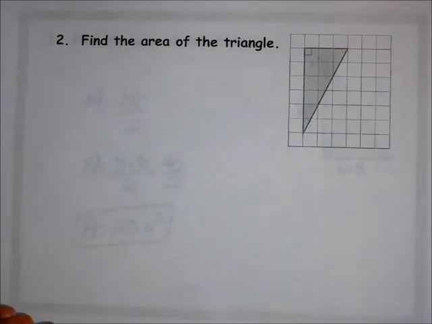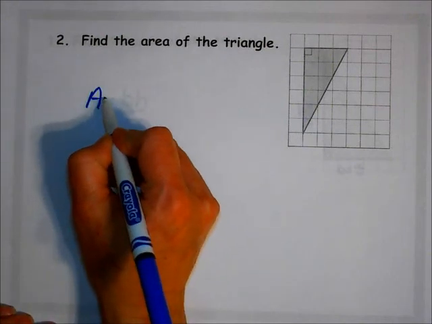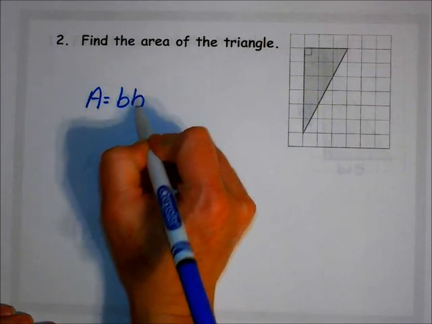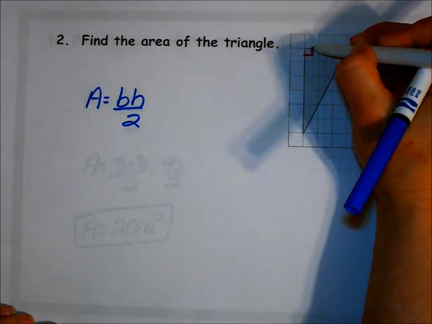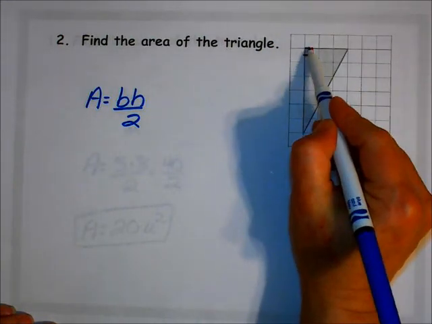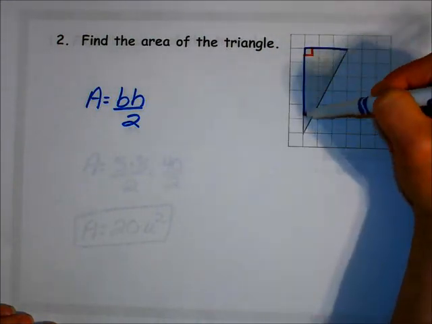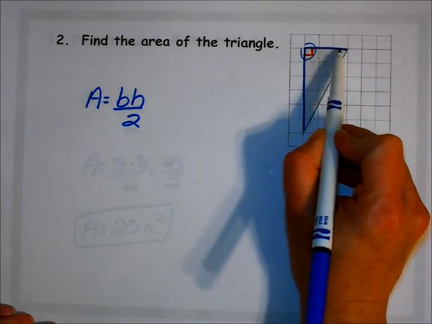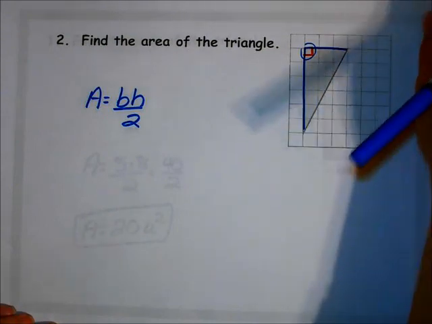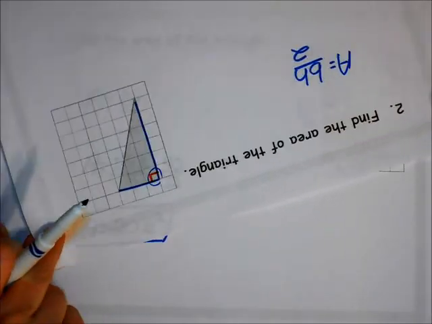Okay, let's look at question number 2. It says find the area of the triangle. First I'm going to start with my formula. My formula for area of a triangle is base times height divided by 2. Notice this time my triangle is flipped upside down. Here is my right angle still, so my base and height are going to meet or touch at this right angle. Just because this is towards the top doesn't mean it can't be the base, because I could always flip my triangle around.